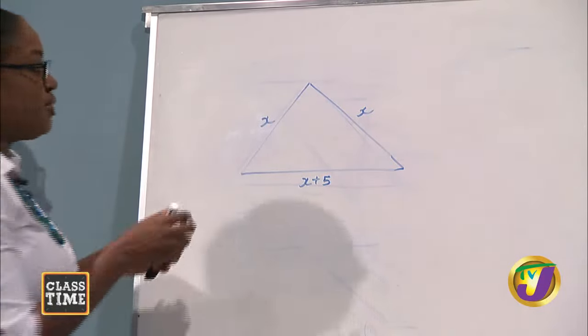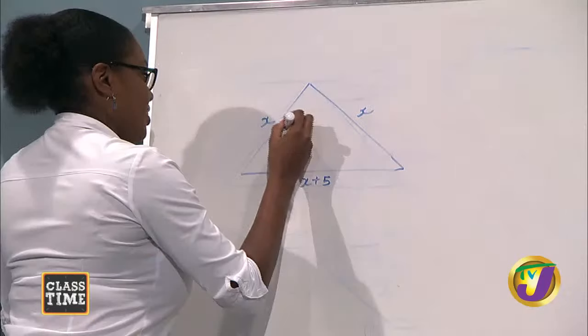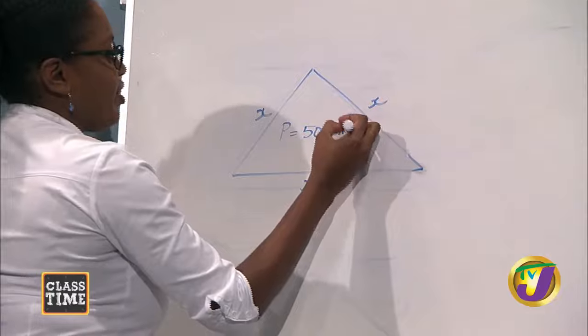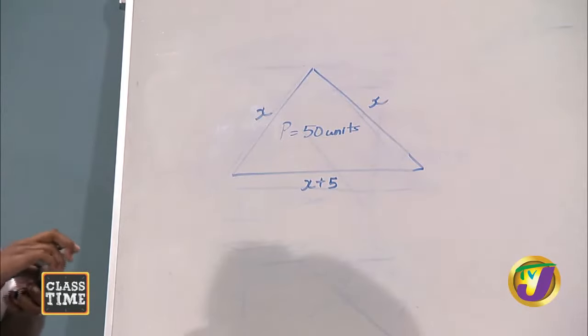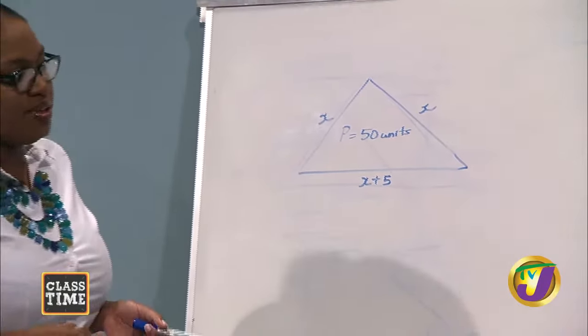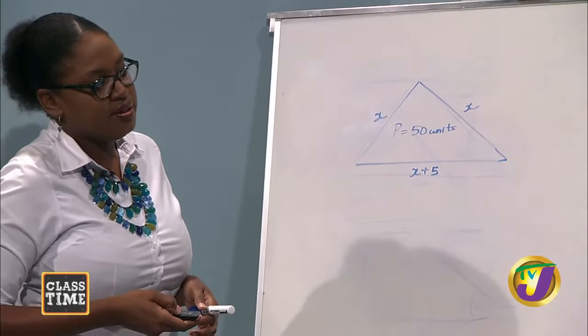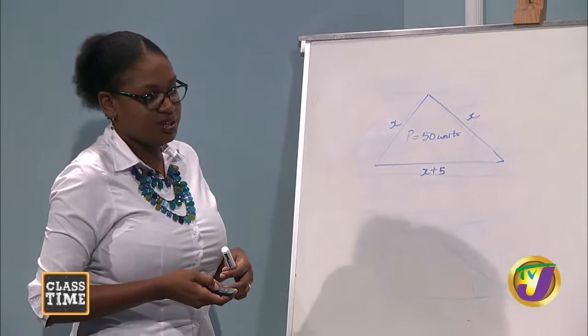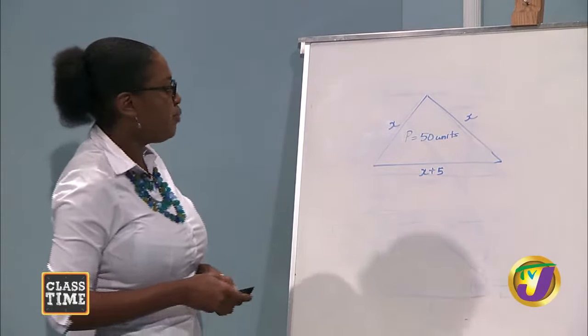We also know the perimeter: 50 units. Let me see my diagram. We have assigned variables, and we have sketched. All right, so we're on point.